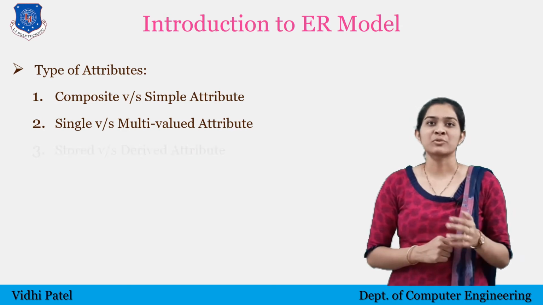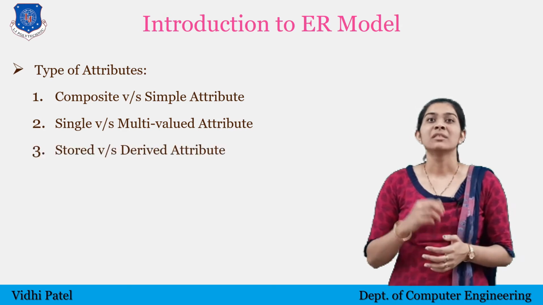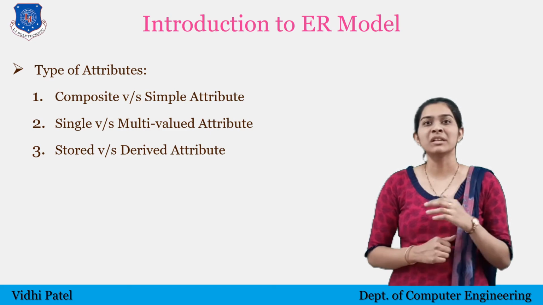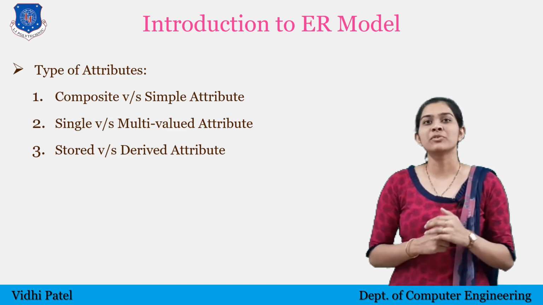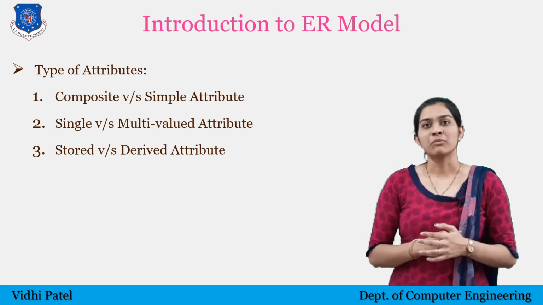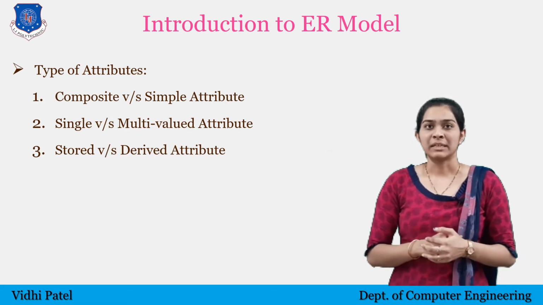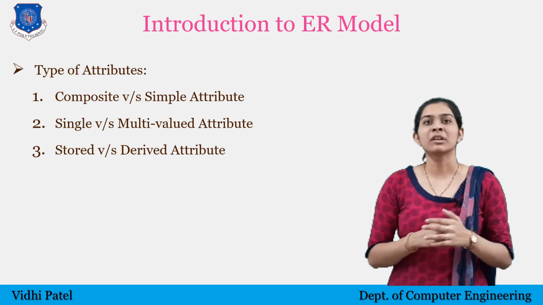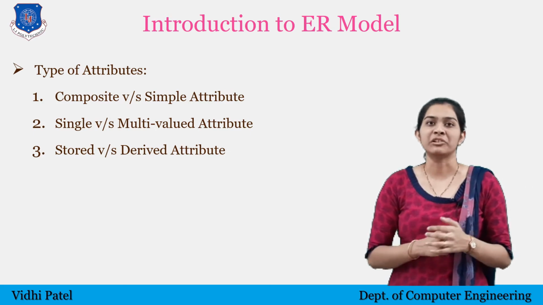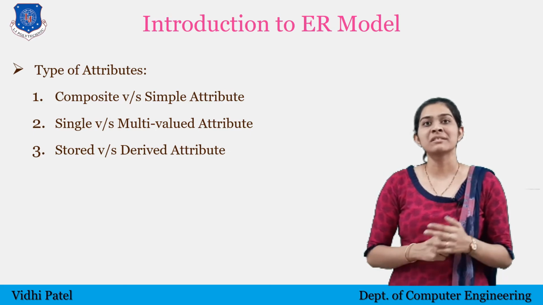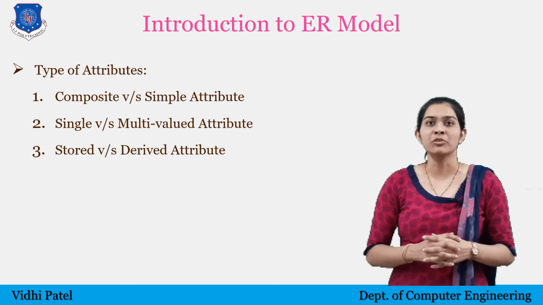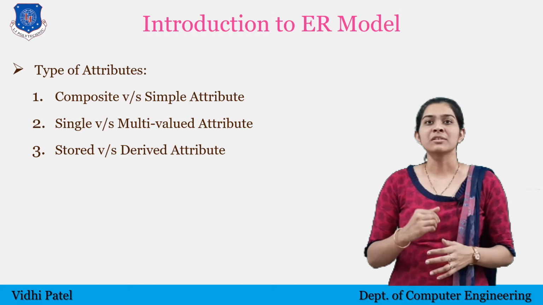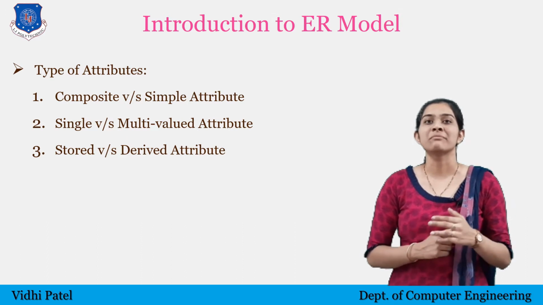Next attributes are stored versus derived attribute. The value for derived attribute can be derived from the value of the other related attribute. Consider two attributes, age and date of birth for customer entity set. Here age can be calculated by using date of birth and current date. So age is considered as derived attribute while date of birth is considered as stored attribute or base attribute. Here stored attribute is also known as base attribute.